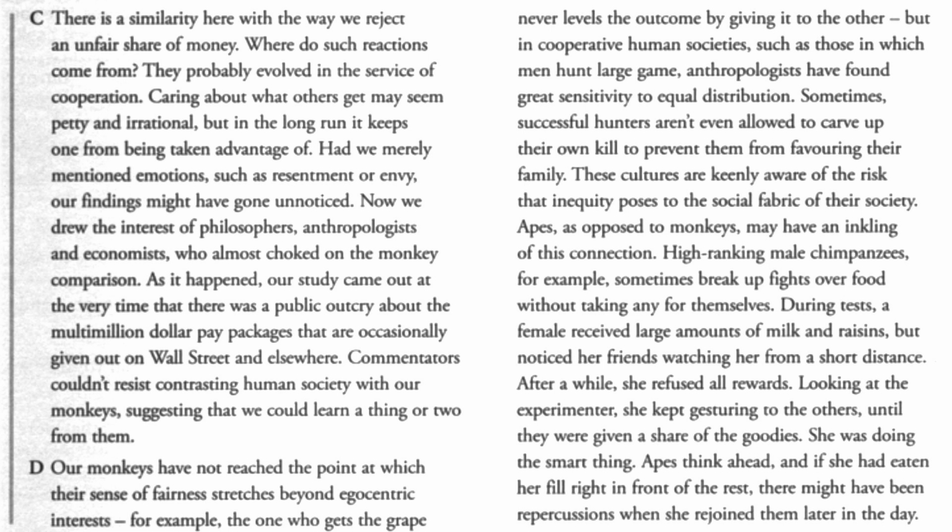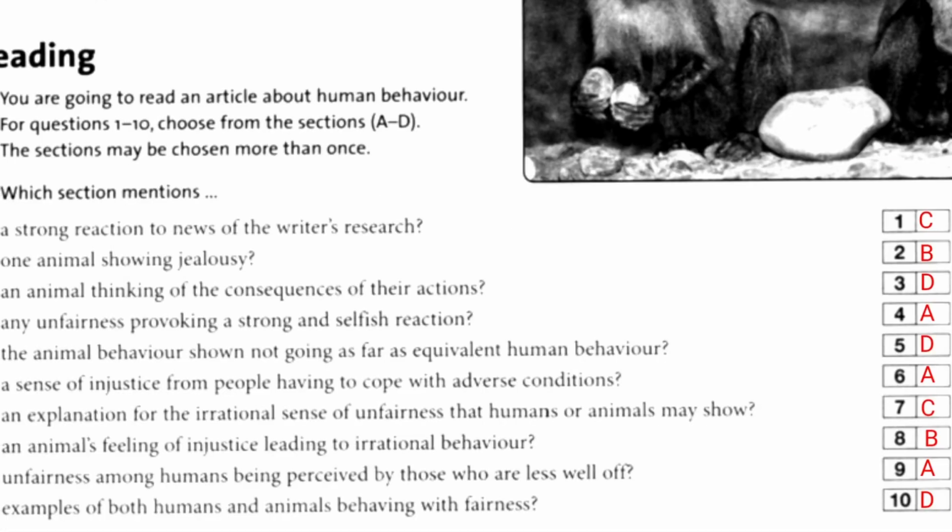So close to the top of the page there, you can see at the top right-hand corner, it talks about cooperative human societies, such as those in which men hunt large game. Anthropologists have found great sensitivity to equal distribution. And then it gives the example of how hunters often aren't allowed to carve up their own kill to prevent them from favouring their family, right? It then goes on to talk about apes and high-ranking male chimpanzees breaking up fights over food without taking any for themselves. So yeah, we can see both humans and animals in this section behaving with fairness and taking equality into account. So that's that.